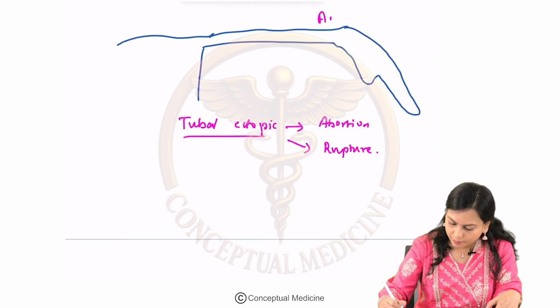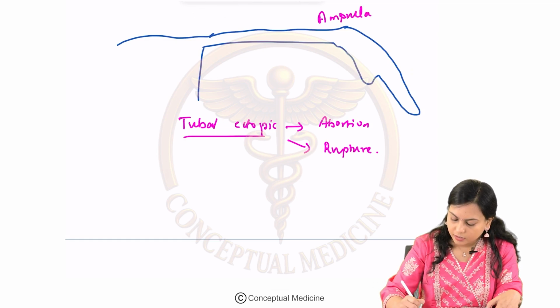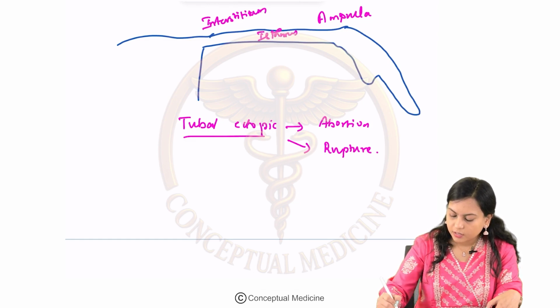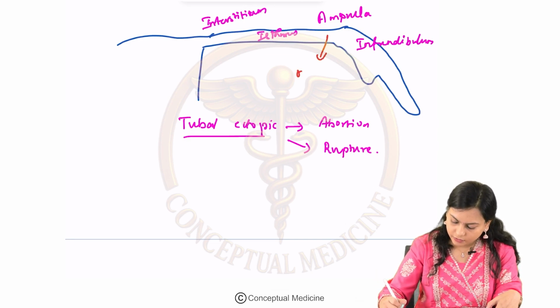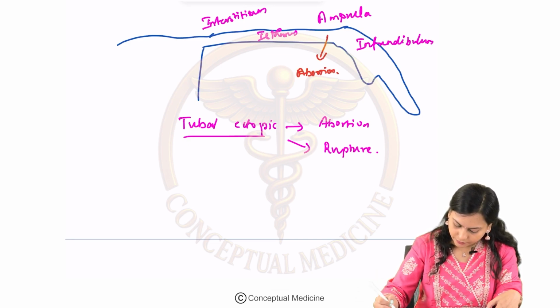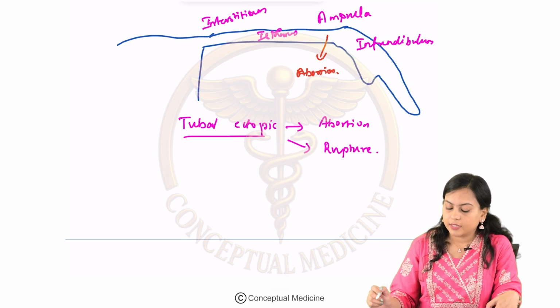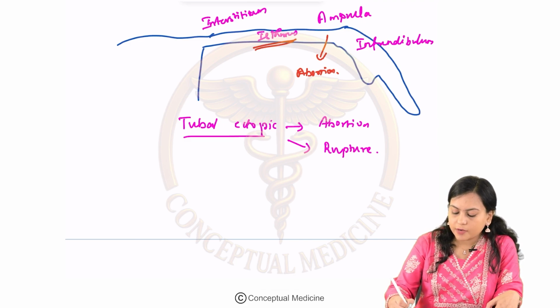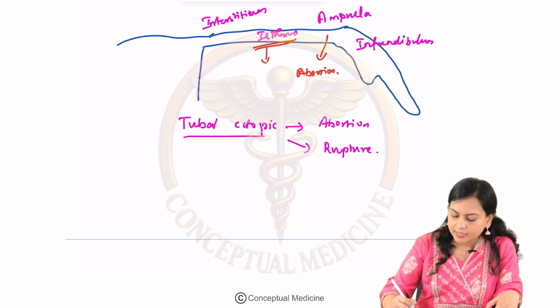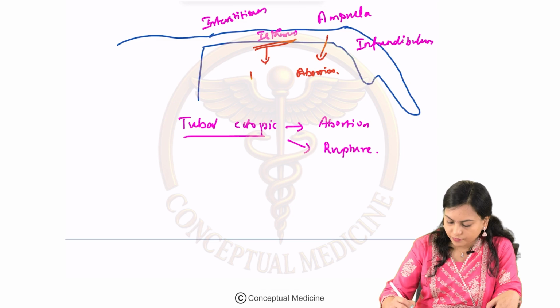And this abortion can happen in the ampulla. Okay, so this is the ampulla, interstitium, isthmus, infundibulum. So remember, in the ampulla, the chance of tubal abortion is high. And whenever it is going for rupture, the ectopic which has formed in the isthmus has the highest chance of rupture.